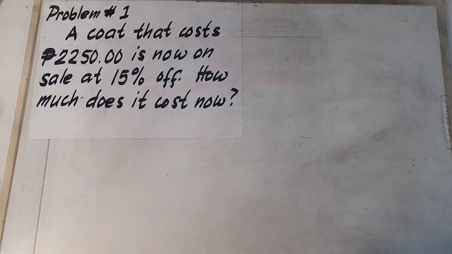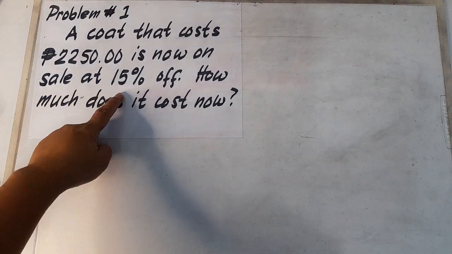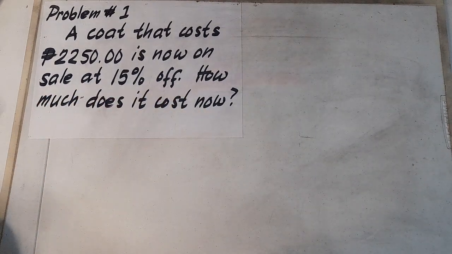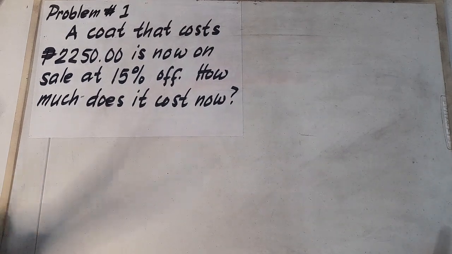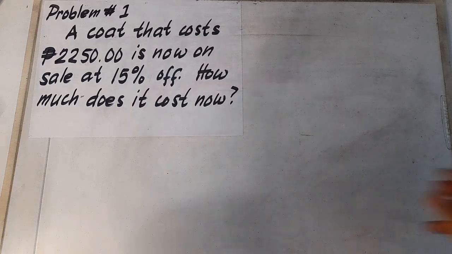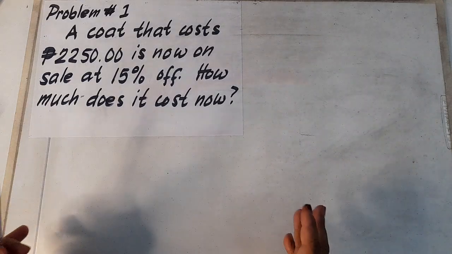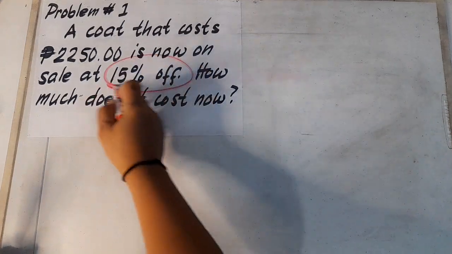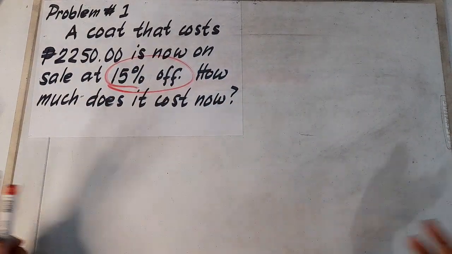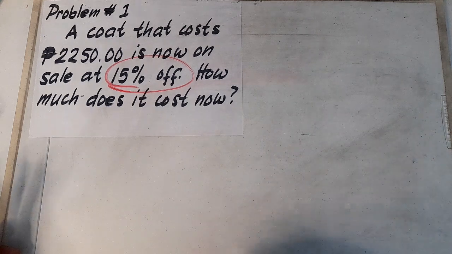Okay, our first problem says a coat that costs 2,250 pesos is now on sale at 15% off. How much does it cost now? Okay? So, una, tingnan natin yung mga clue words na meron dito. Okay? To tell outright na ito ay isang discount problem, ang makikita ninyo rito ay yung 15% off. Okay? So, kanina, sinabi ko sa inyo, yung off. It's a clue for a discount problem.